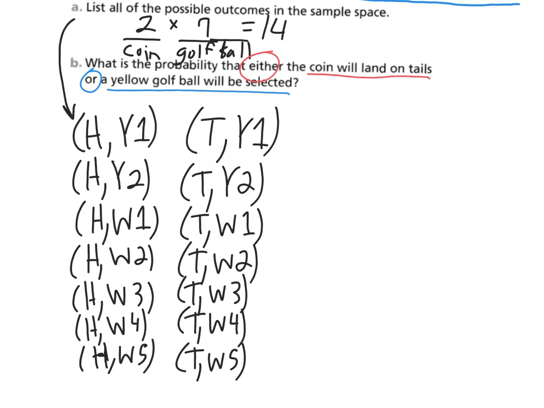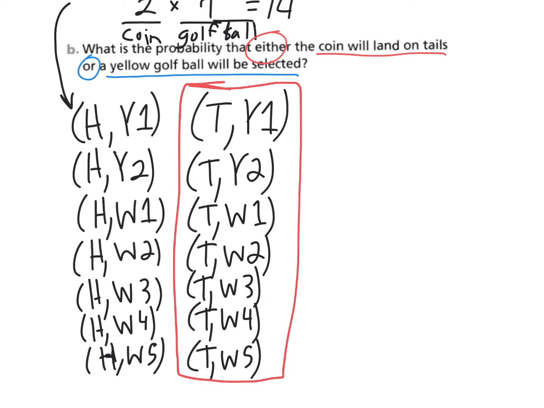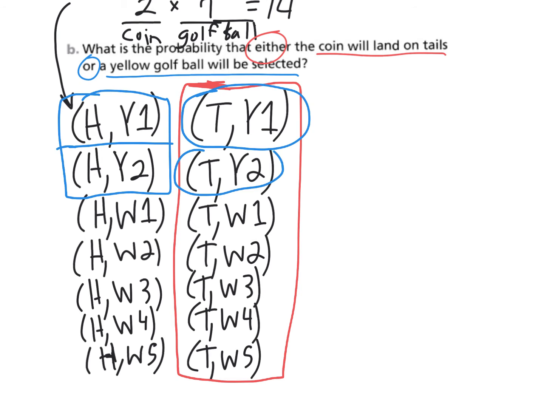Okay, so what we're going to do is I'm going to look at the options here. I'm just going to circle what would work for either of these cases. So if the coin lands on tails, I'm not going to circle them individually, but any of those would work if it's tails. And then it says, or a yellow golf ball is selected. So here's 2 options where we have a yellow golf ball selected. Over here we also have options that yellow golf balls are selected, but those have already been picked. Okay, so we don't want to count them twice, in other words.